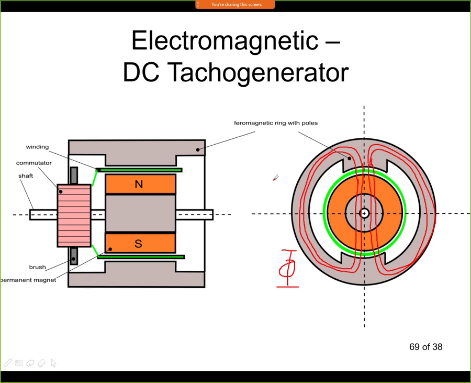Why do we need a ferromagnetic material? Well, because we need to guide the magnetic flux in the magnetic circuit. So here, these red curves show us what the magnetic flux looks like. The magnetic flux is created in the permanent magnet. It's going through the air gap, through the pole, through the ferromagnetic ring, and back into the permanent magnet. So it's closed like this, and it's closed like that.